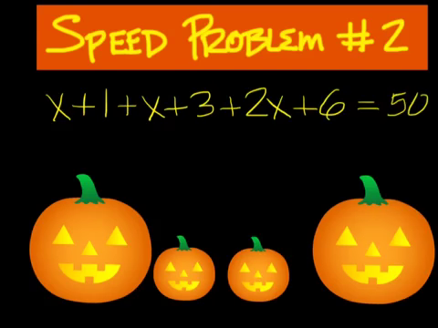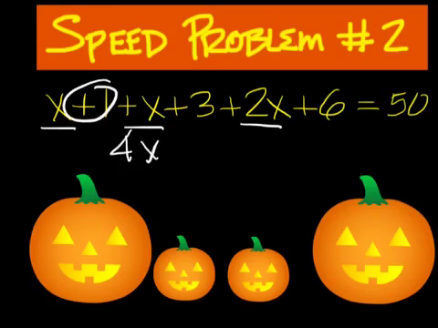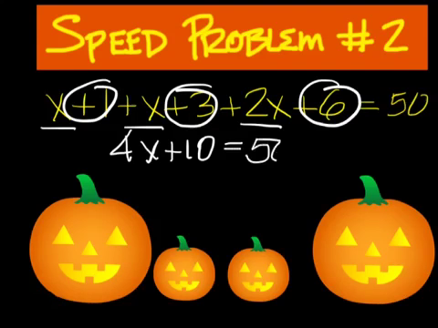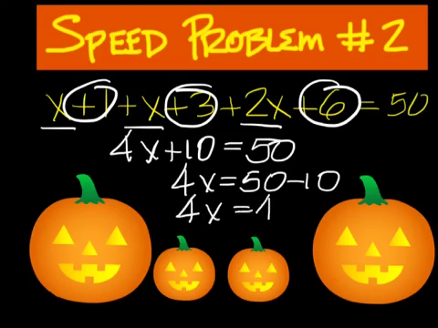This one is for everybody. Alright, for this answer we have 1x, 2x, 4x. And then 1 and 3 is 4, plus 6 is 10. So 4x would equal 50 minus 10, and 50 minus 10 is 40. So x equals 10.